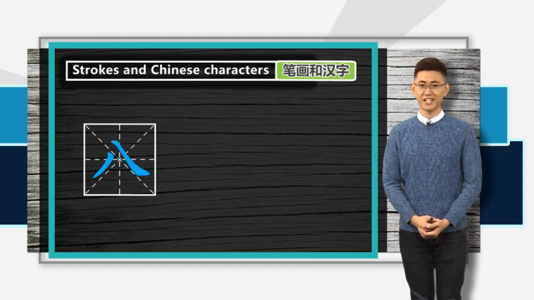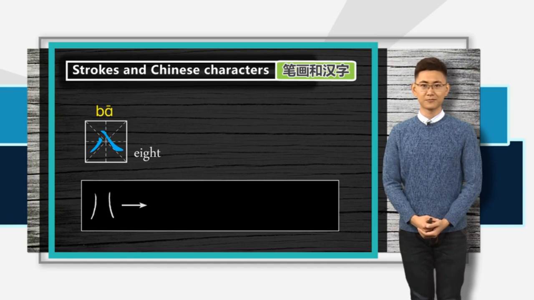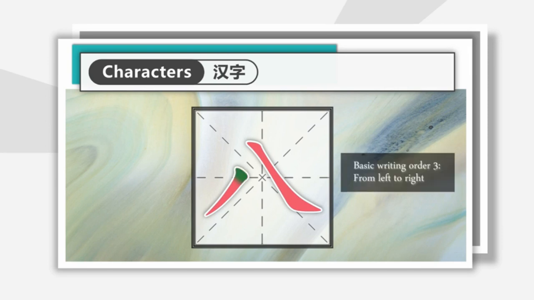It means 8. The pronunciation is 八. 跟我读 八. Please write it with me. Another basic writing order is from the left to the right.